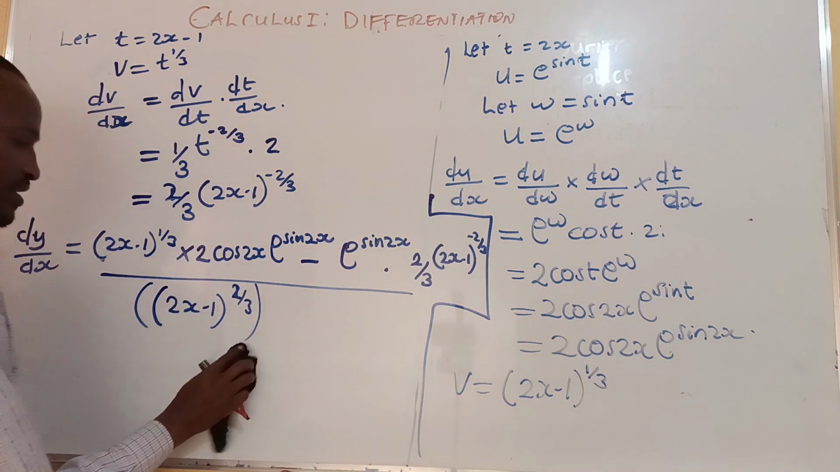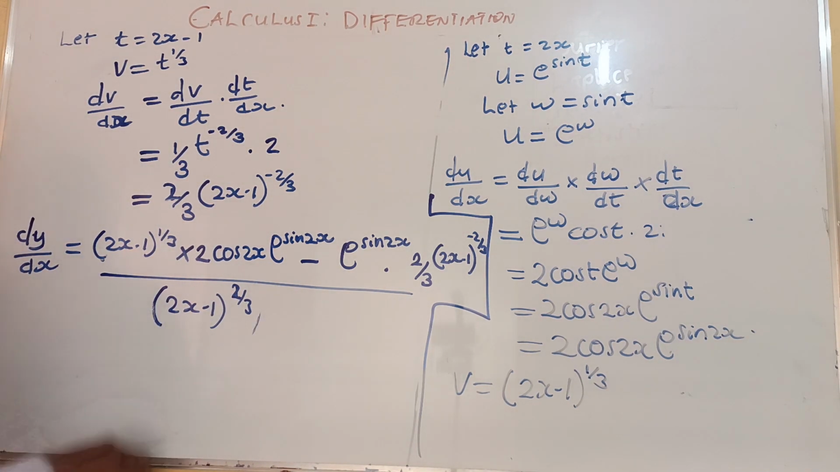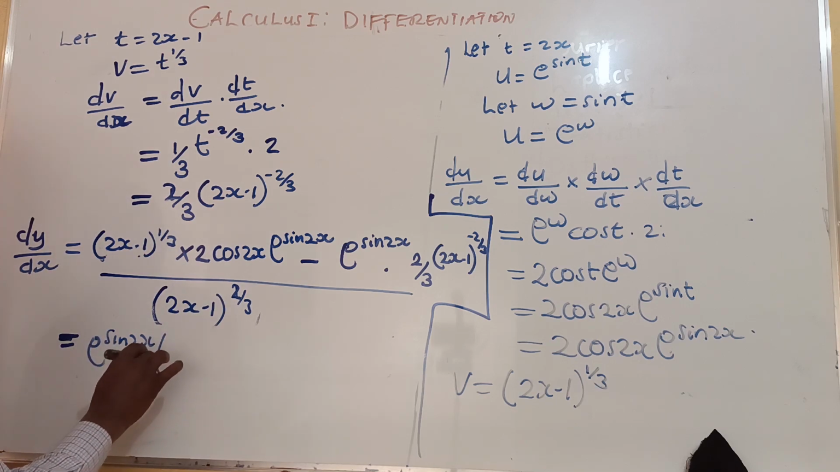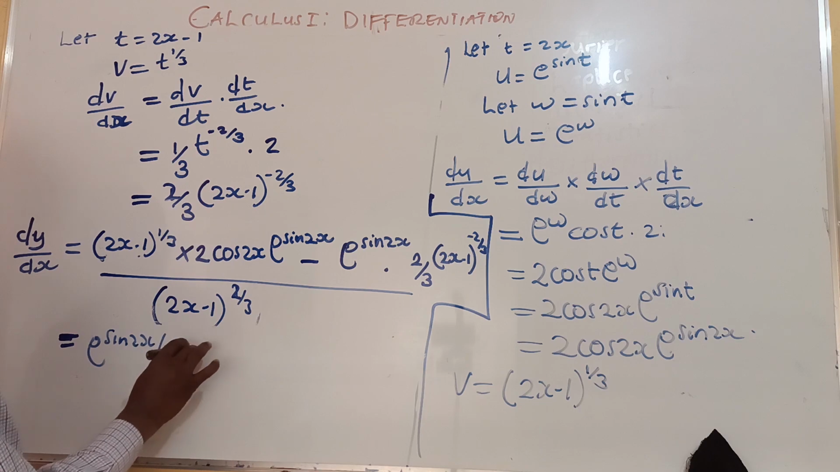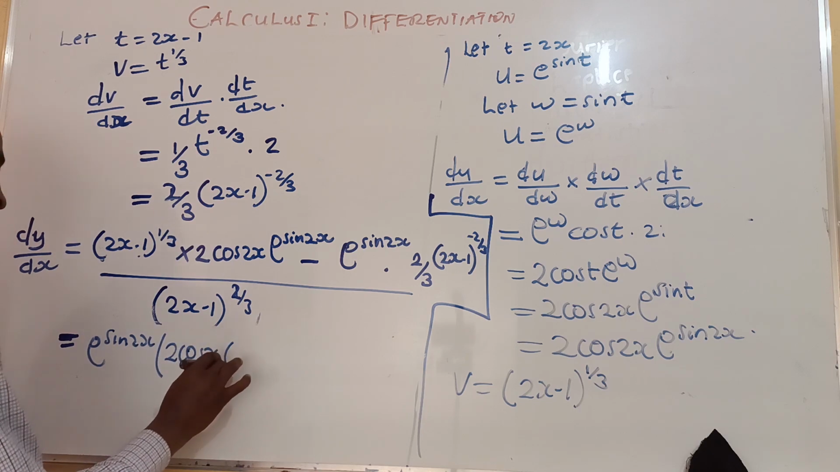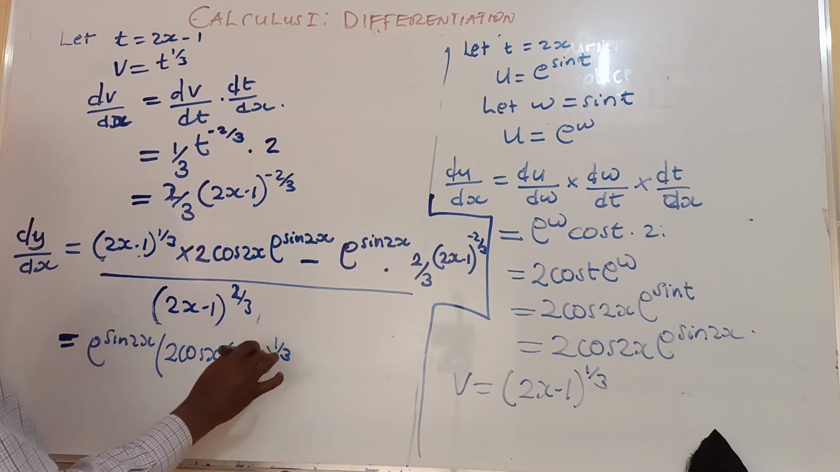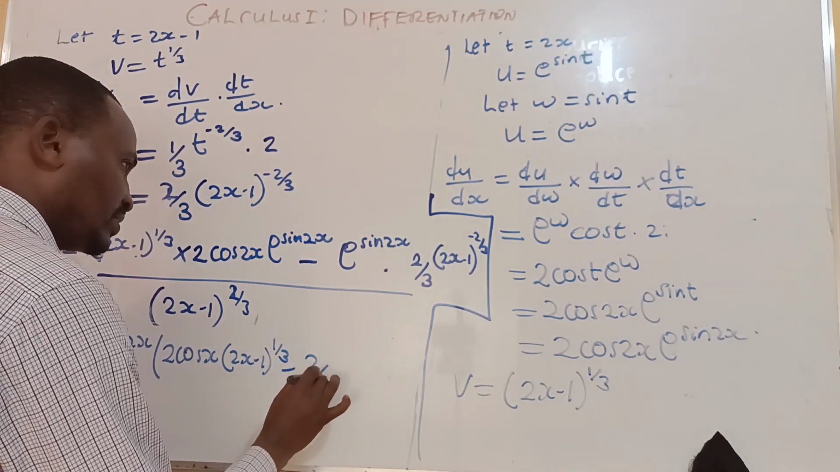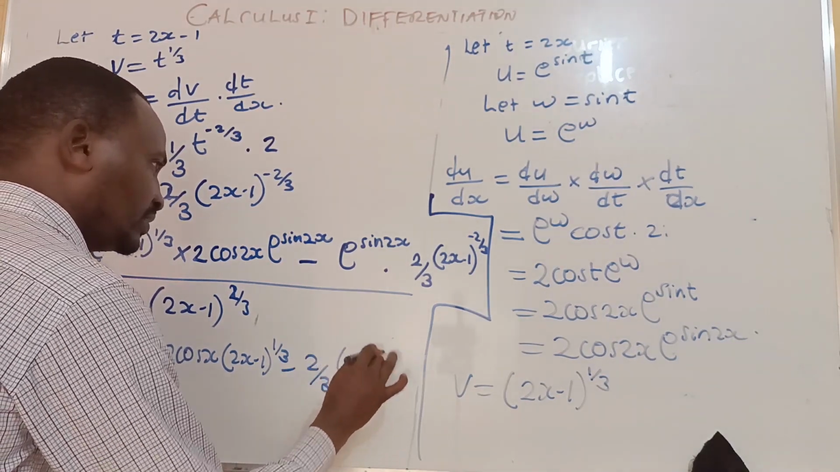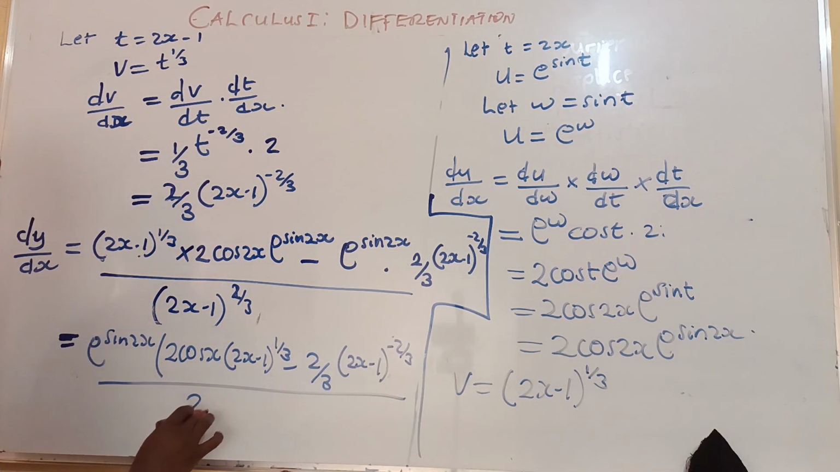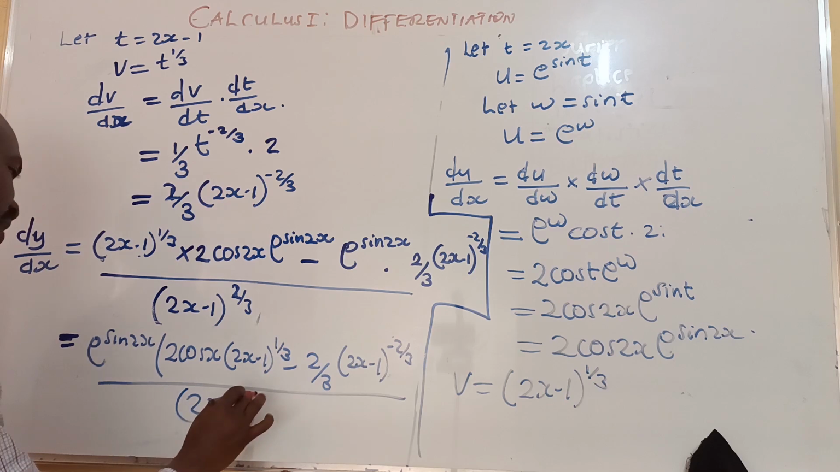We can factor out exponential sin 2x. Here we'll be left with 2 cos 2x times 2x minus 1 to the power of a third, minus 2 over 3 times 2x minus 1 to the power of negative 2 over 3, all over 2x minus 1 to the power of 2 over 3.